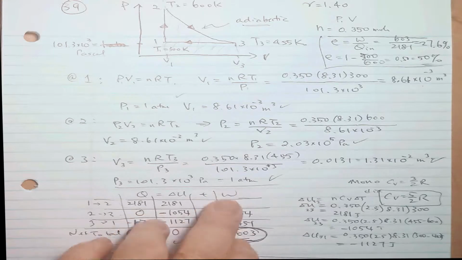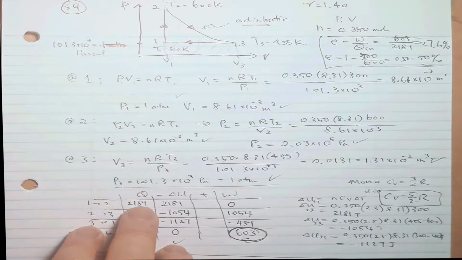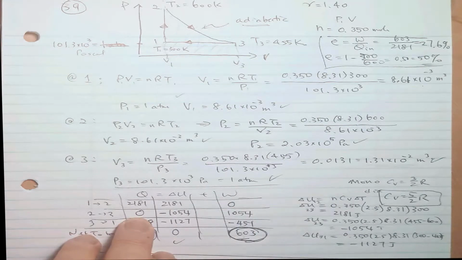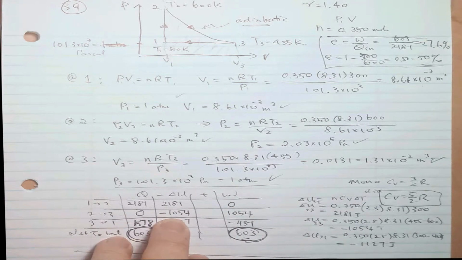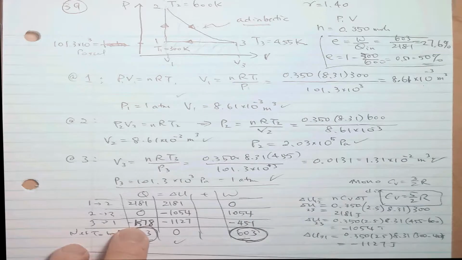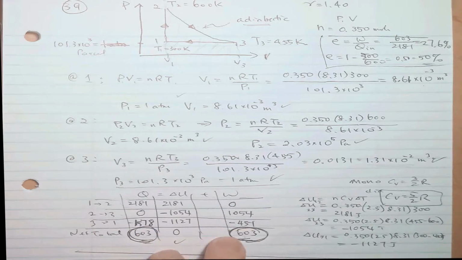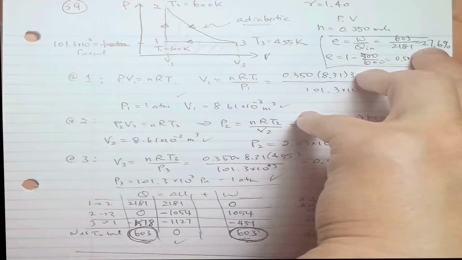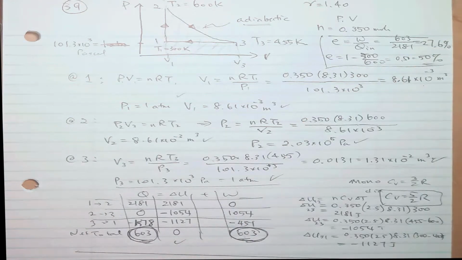And then for the table, they got 2183, then 2183, and then 0. And then you have 0, and then negative 1055, that's their answer, okay. And it's negative 1579, negative 1128, negative 451, but they add up to 604 and minus 603, so it's probably just rounding error. The efficiency is 27.7%, I got 27.6, and Carnot is 50%, so everything's correct. So that's number 39.